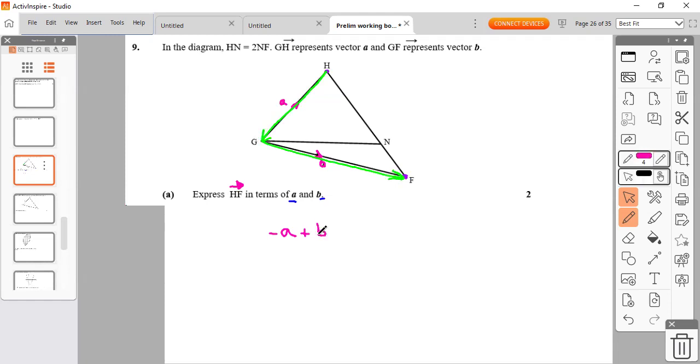That is literally the answer. That's 2 marks. If you want to put it, it's not necessary, but HF equals that. Or that's perfectly acceptable. Sometimes it's easier and a wee bit neater to write it with the negative coming second, B minus A.